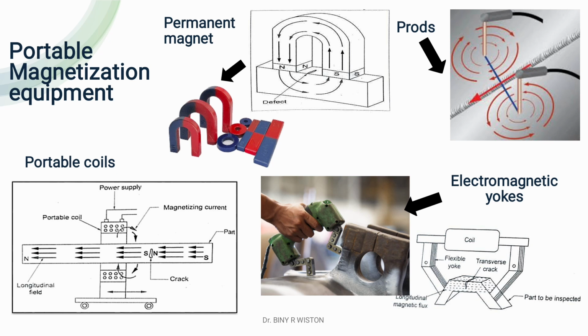Then portable coils are used to establish a longitudinal magnetic field within a component. The magnetic field is parallel to the axis of the component. The coil will normally have 3 to 5 turns of copper cable within the mount frame. The control switch is used to energize the coil.